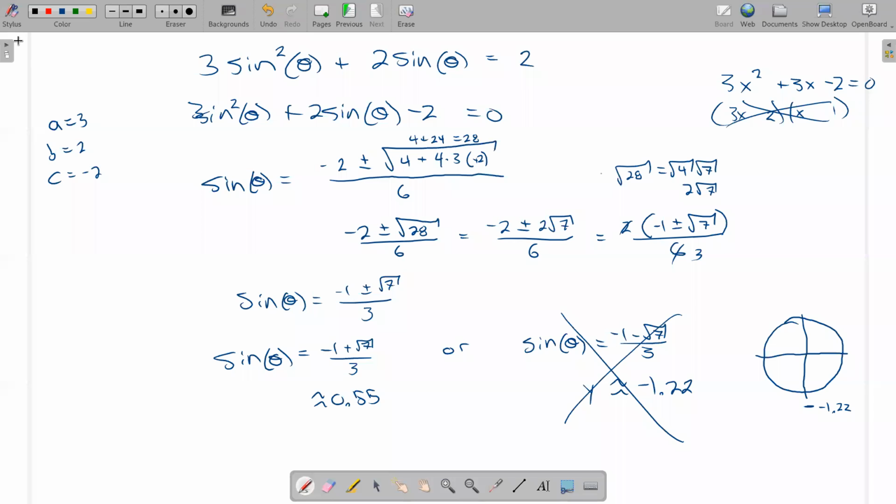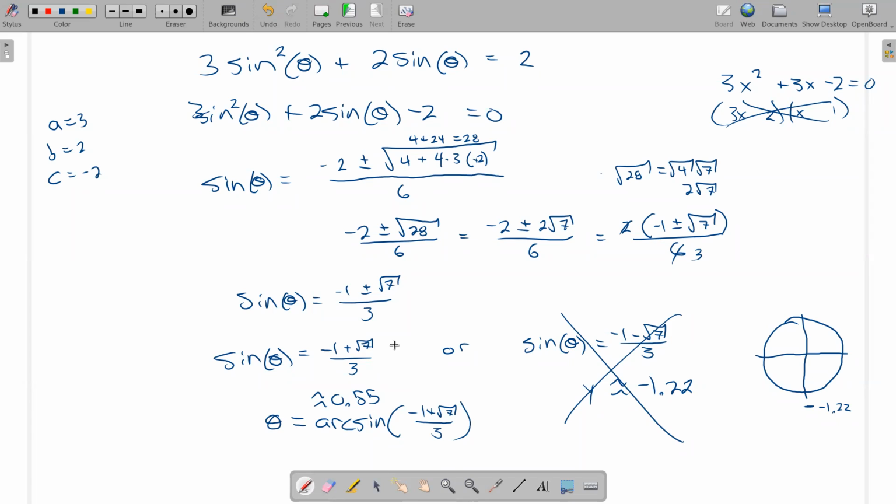So in a problem like this, if one of the values from the quadratic formula is bigger than 1 or less than -1, it doesn't work out, throw it away. So my only solution is related to this one right here. So I'm going to get theta is equal to the arc sine or sine inverse of that -1 plus the square root of 7 over 3. We'll get an approximation of that.